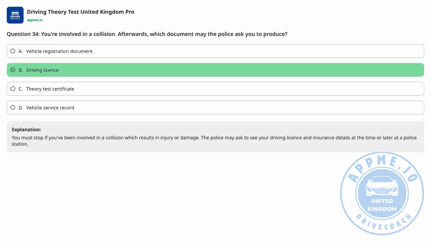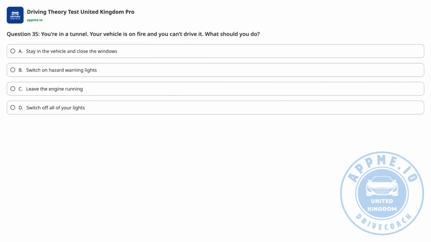The correct answer is B. Question 35. You're in a tunnel. Your vehicle is on fire and you can't drive it. What should you do? A. Stay in the vehicle and close the windows. B. Switch on hazard warning lights. C. Leave the engine running. D. Switch off all of your lights.